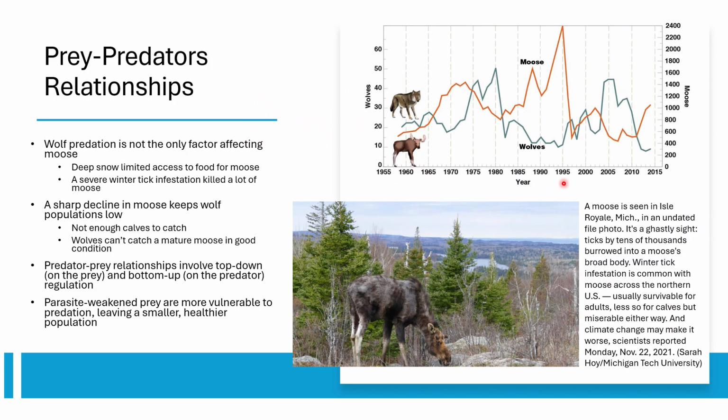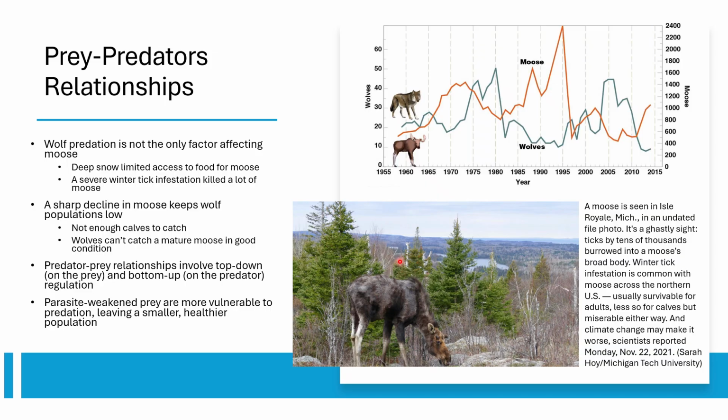So what is also very interesting in this ecosystem is that it's not just the wolf and the moose. The wolf population is actually pretty small, so genetically, it's very interesting. And then the environment plays a very important role in the survival of the moose. For example, if you have a lot of deep snow, it can limit the access to the food for the moose over the winter.